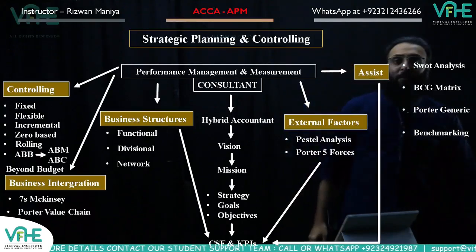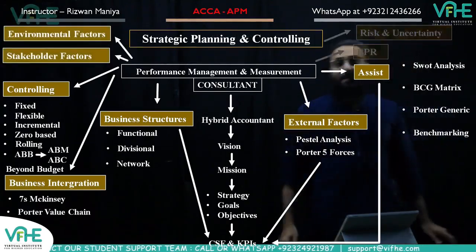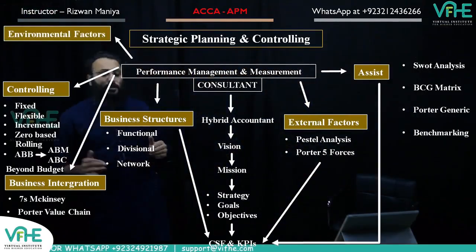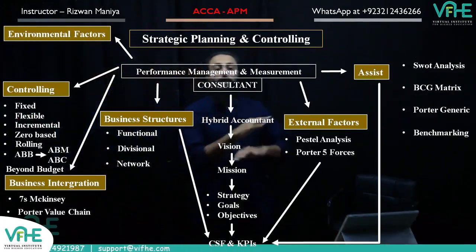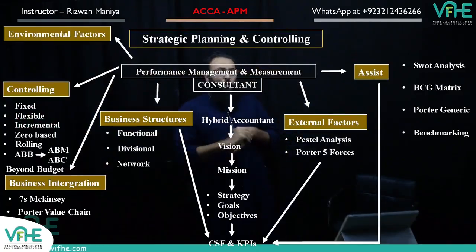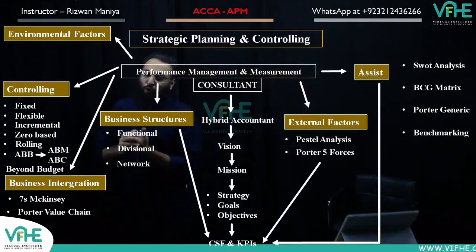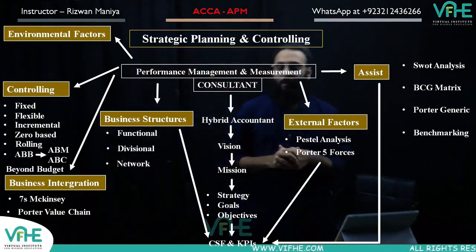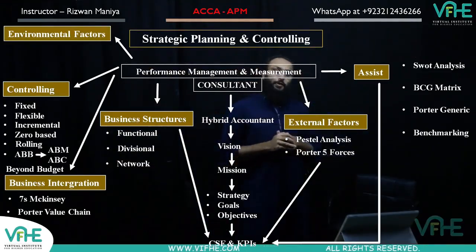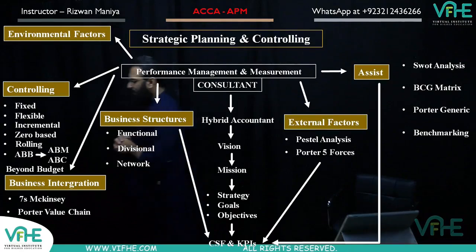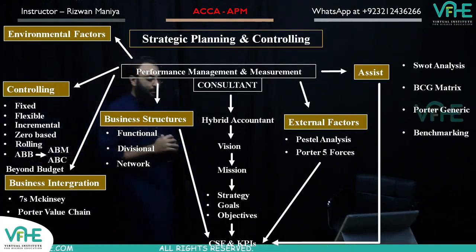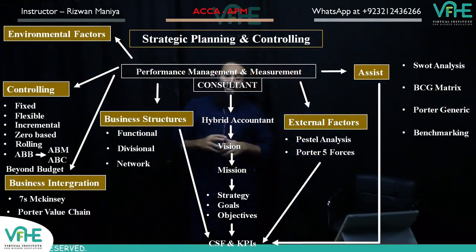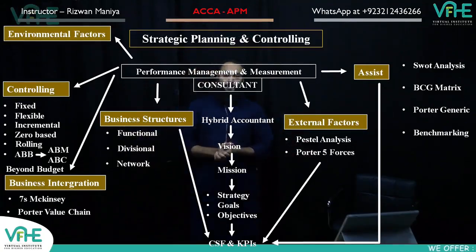Then comes the other one, that is Porter's value chain. Now what is Porter's value chain? Porter's value chain again is a method of integration which focuses on total 5 primary activities. Through this you can gain competitive advantage. So those 5 primary activities include, number 1, inbound logistics. Number 2, operations. Number 3, outbound logistics. Number 4, marketing and sales. Number 5, customer support. These are the 5 primary activities.